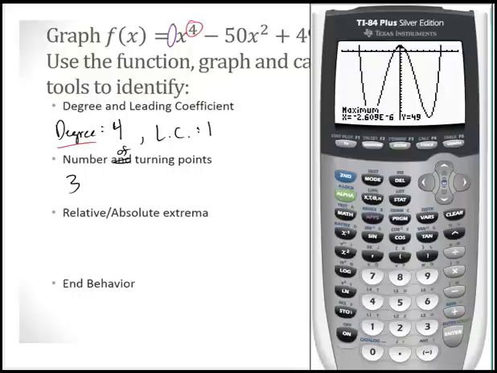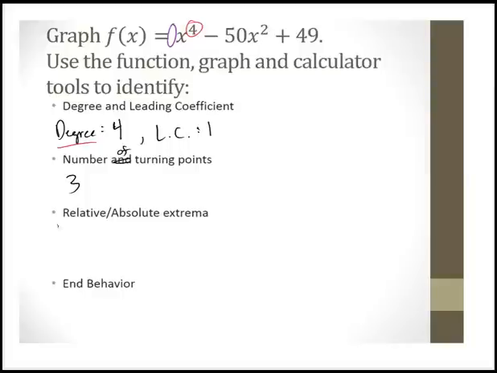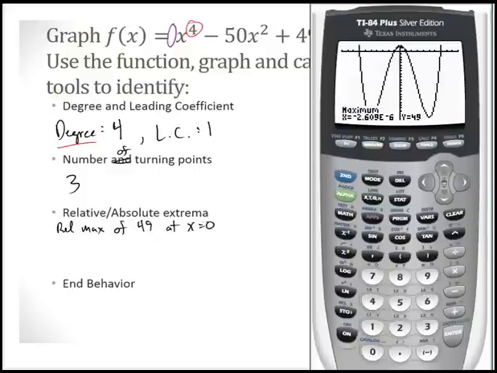-2.609 e to the -6. So remember that scientific notation, e to the -6. So that's -0.0000026. So that's pretty close to 0. And the y value there is 49. So it appears that I have a relative max of 49 at x equals 0. Alright, what about those minimums?